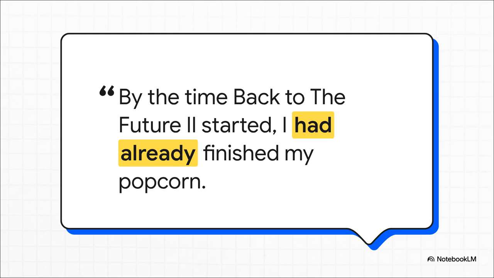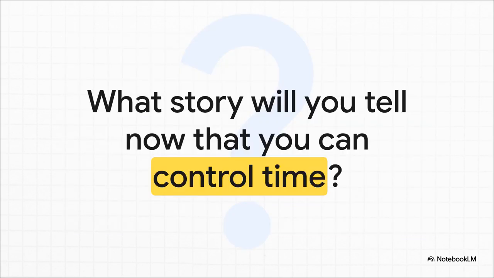Before we wrap up, I want to leave you with this perfectly structured, cinematic sentence to memorize. I want you to lock this into your brain as a mental template. Ready? By the time Back to the Future 2 started, I had already finished my popcorn. It uses by the time to set the scene, the past simple, started, for the main event, and the past perfect, had finished, combined with already, to brilliantly show that earlier action. It is textbook perfect.